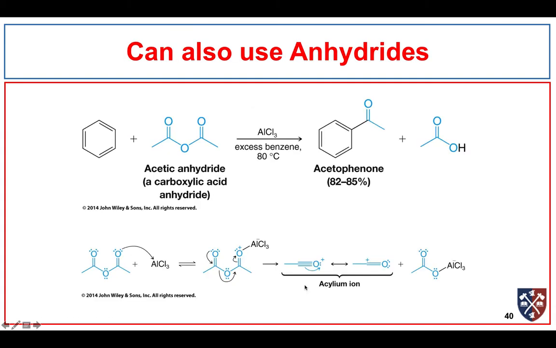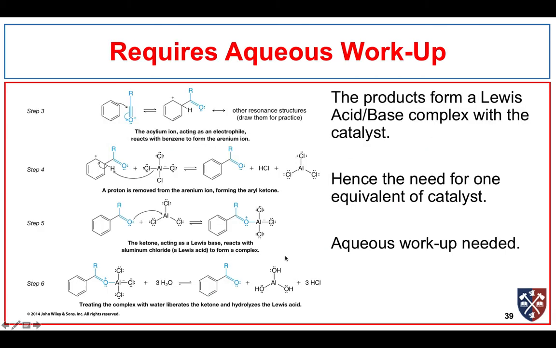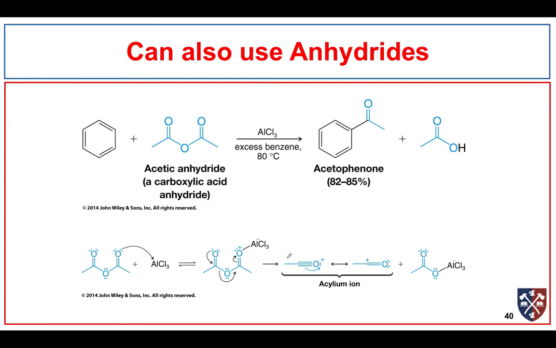We can also use anhydrides rather than acid chlorides as our substrate molecules. The reaction is similar. We get an adduct formed, and then we kick off and we get our Lewis base and our acylium cation, which is the active electrophile.